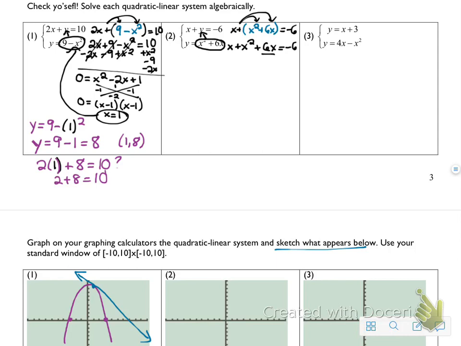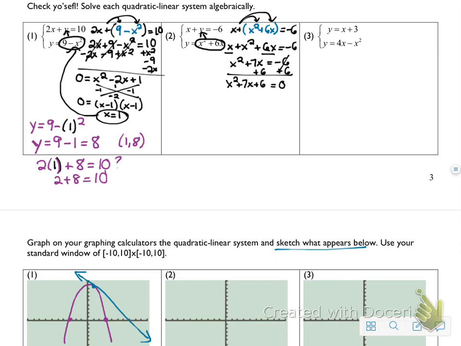But now we have like terms, right? We have two x's over here, so those add up to 7x. And standard form means that we have to make this equal 0. So let's add 6 to both sides, and we end up with x squared plus 7x plus 6.